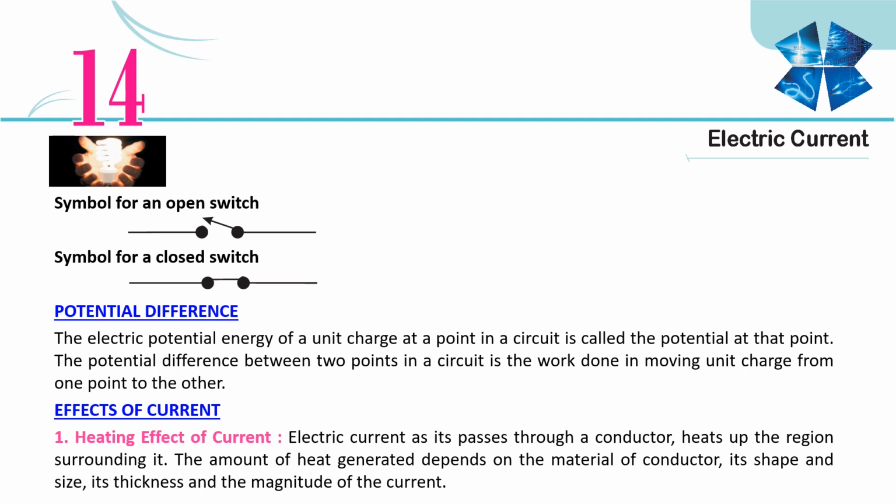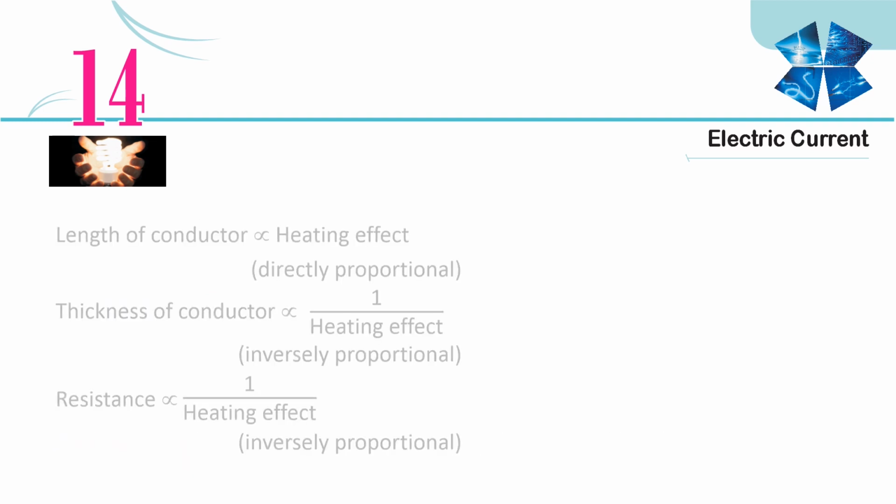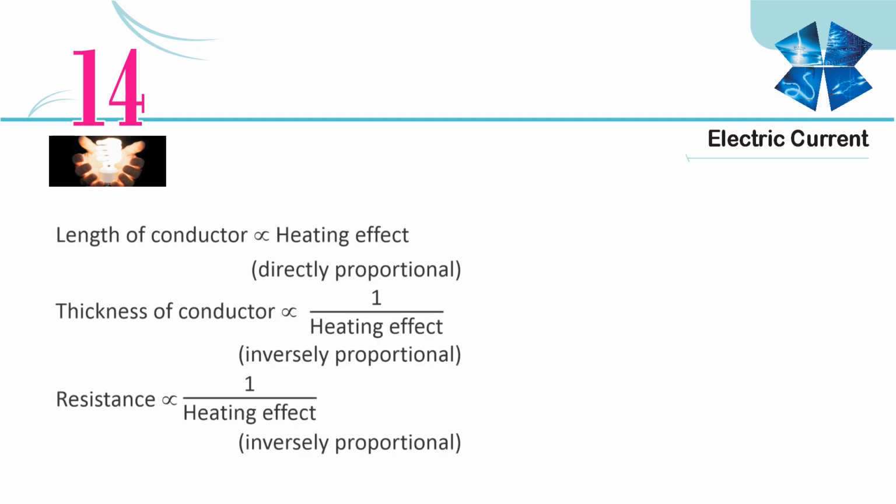Effects of current. 1. Heating effect of current. Electric current, as it passes through a conductor, heats up the region surrounding it. The amount of heat generated depends on the material of the conductor, its shape and size, its thickness, and the magnitude of the current. Length of conductor: directly proportional to heating effect. Thickness of conductor: inversely proportional to heating effect. Resistance: directly proportional to heating effect.